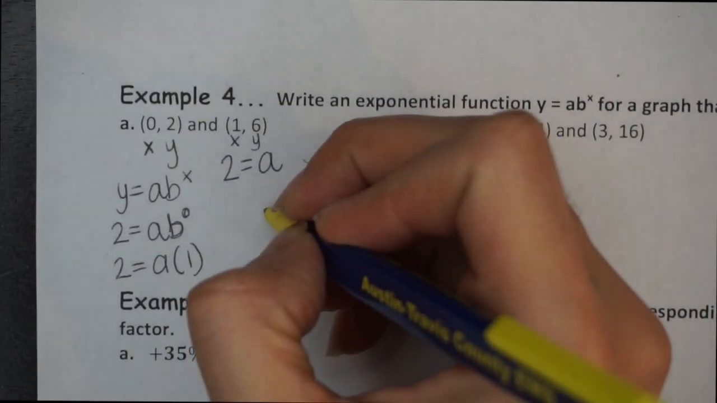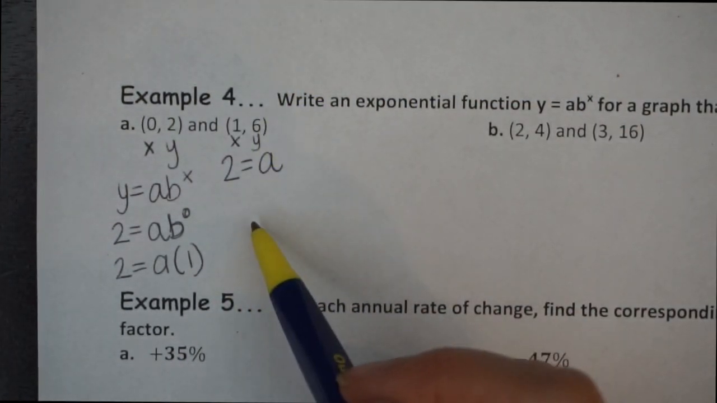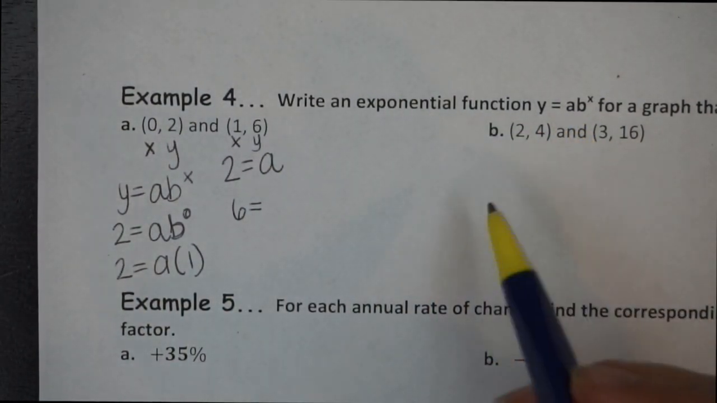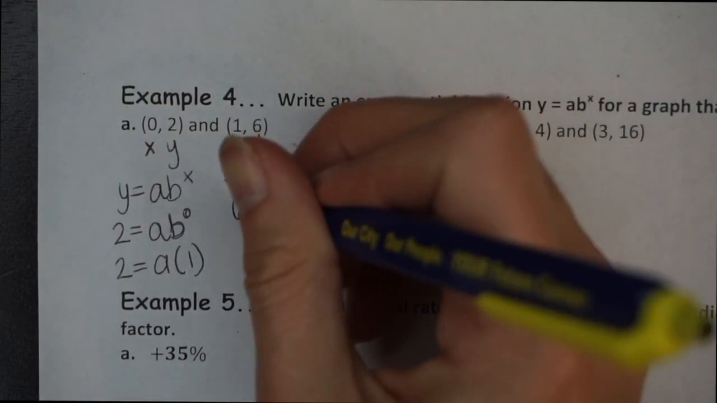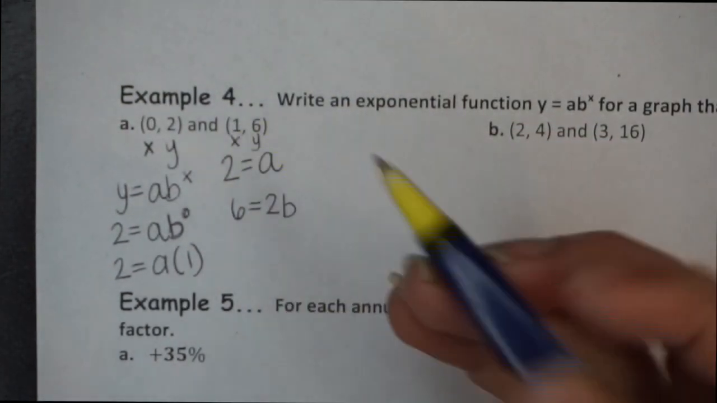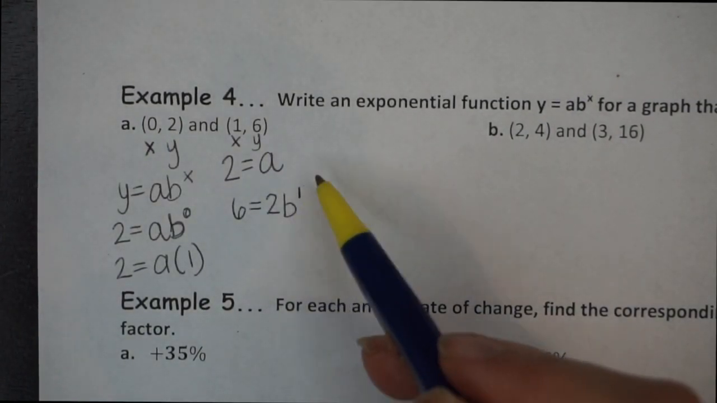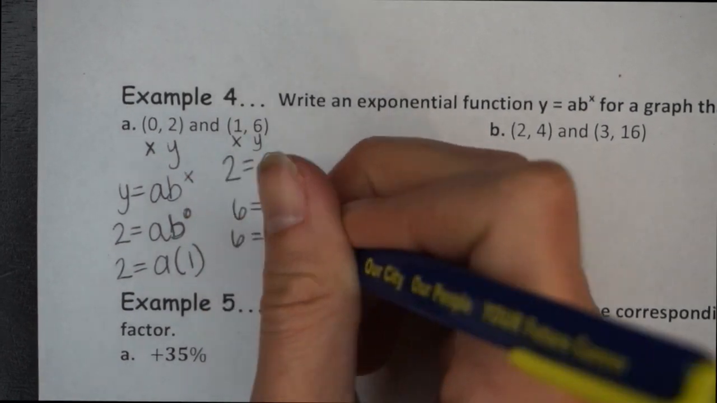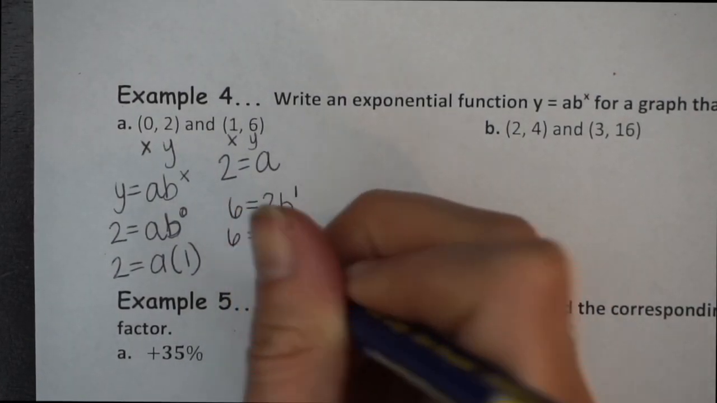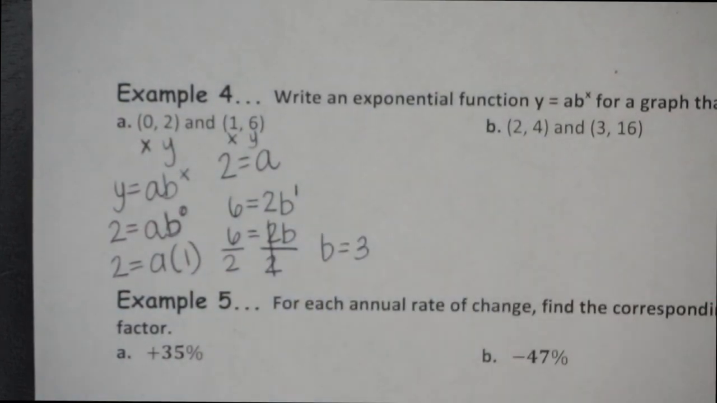Using our same equation, this time we're going to plug in our new y value. Our new y value is 6, so we have 6 is equal to, then we plug in our a value. Our a value is 2 times b to the x, and our x value is 1. Well, b to the first power, like we have here, is just b. So this is 6 is equal to 2b. And now we can solve for b by dividing by 2 on both sides. And so you get b is equal to 3.